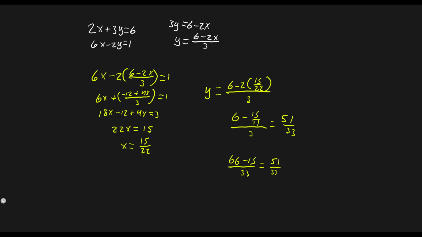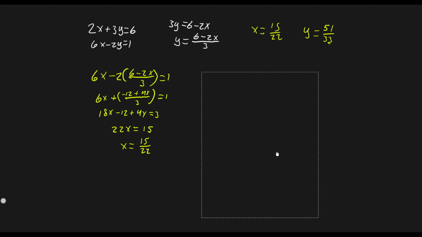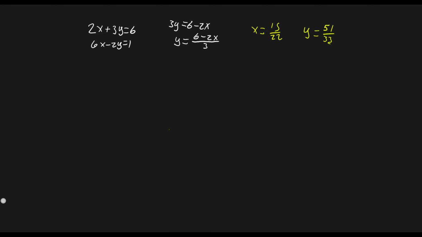And we can go ahead and check whether our x and y values satisfy our equations. If we get a solution that doesn't satisfy both of our equations, then we have to do the process all over again. So we are going to write down our x and y solutions. We have x is equal to 15 divided by 22, and y is equal to 51 divided by 33. So now we can erase the equations that we solved for and directly apply x and y.